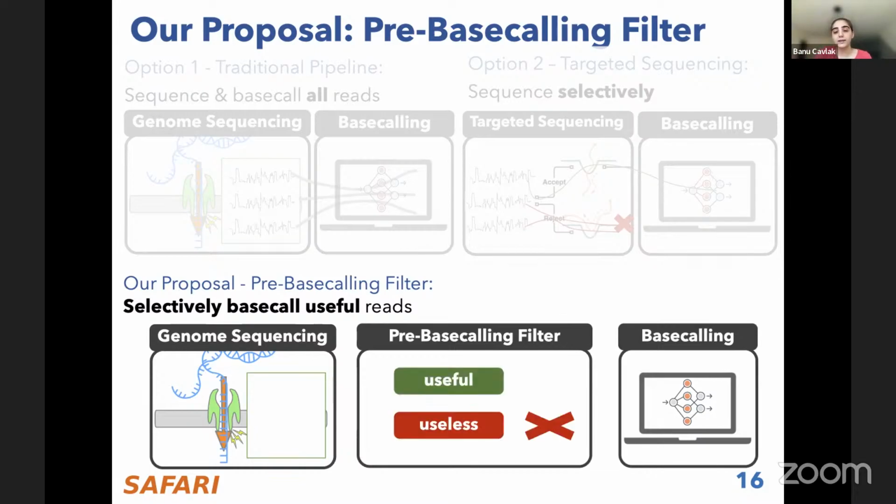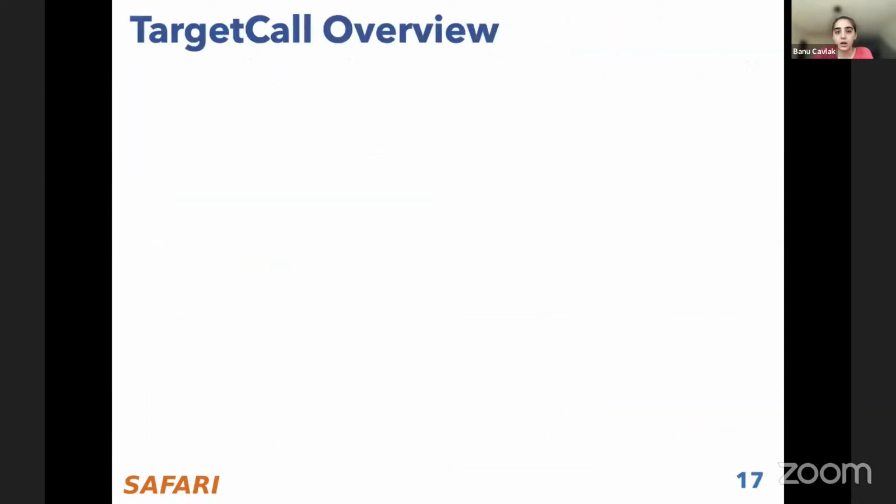And this filter needs to identify whether the read is going to be useful or useless with high accuracy. And in TargetCall, anything that is identified as useless is discarded from the further analysis in the pipeline, and useful reads are forwarded to the base calling step to maintain the base calling accuracy for the useful reads.